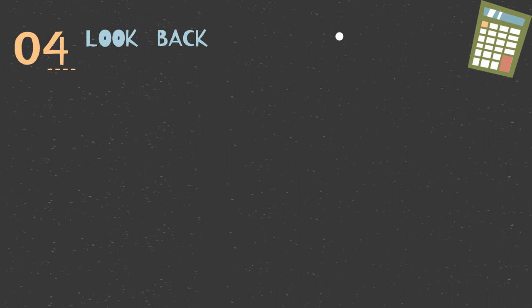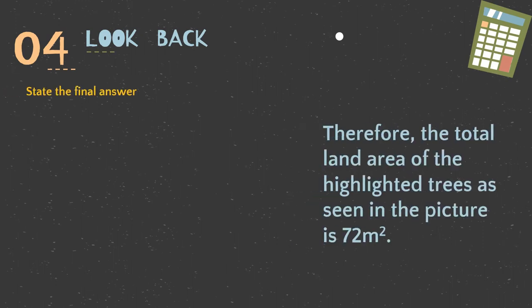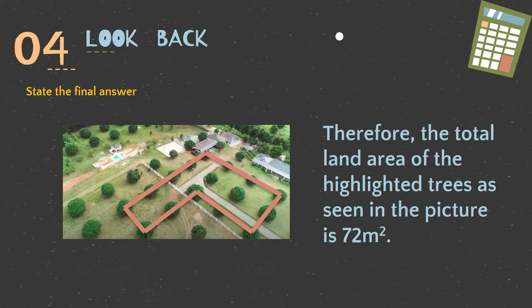So lastly, we have to look back. We are going to state the final answer. So therefore, the total land area of the highlighted trees as seen in the picture is 72 square meters.